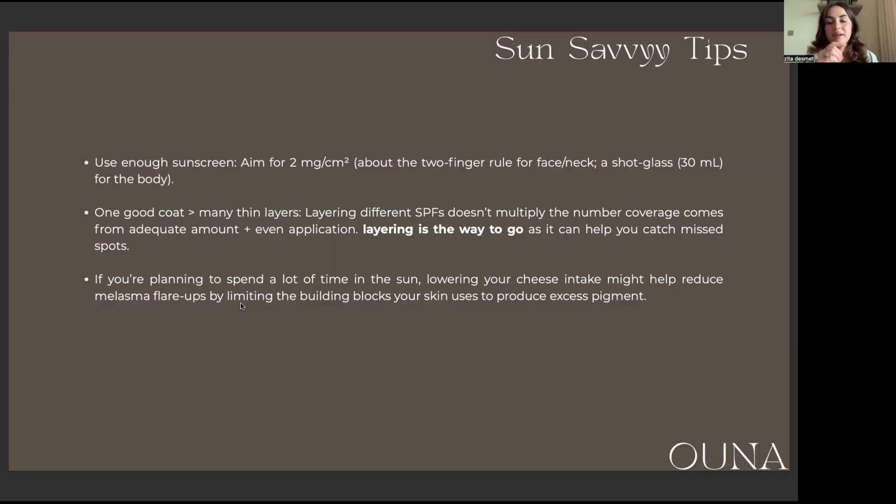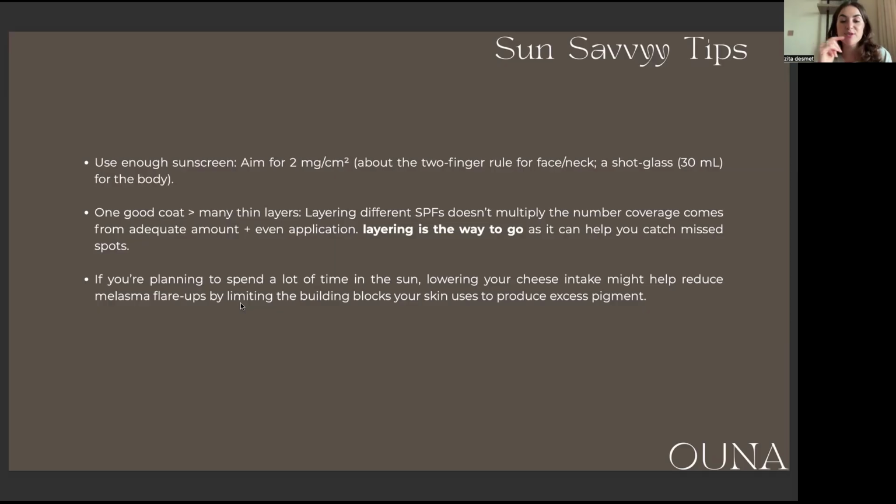However, layering different SPFs doesn't mean you can multiply the number of the coverage. So even application and reapplying is still the number one thing, as you can always miss spots by applying it very fast, casually, once. You will always miss some spots, so reapplying and layering. For example, a chemical sunscreen first, and then some mineral makeup to protect even more is perfect. And as well, put some antioxidant cream under there.